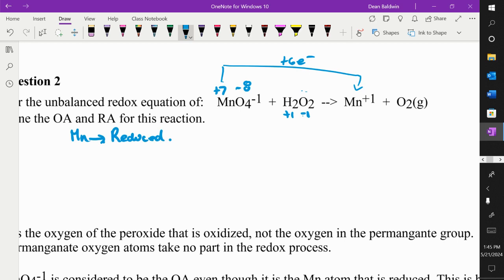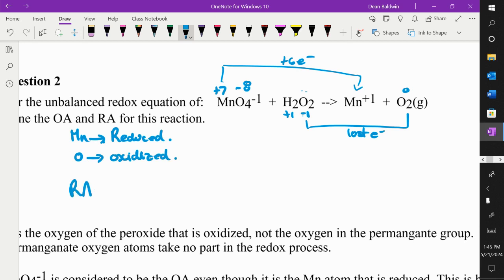What happened to oxygen? It went from -1 charge to O2. What's its oxidation number in its natural state? 0. So what happened to it? Gain or lose electrons? It lost an electron, right? Because its oxidation number would be 0 here. So if you lose an electron, you are LEO'd, so you are oxidized. Okay.